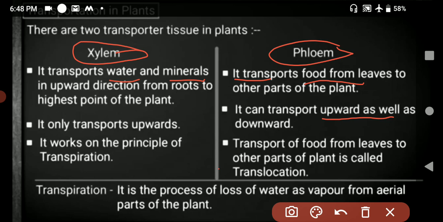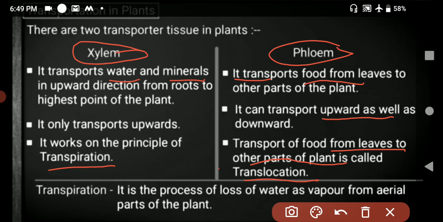Third, xylem works on the principle of transpiration. We are going to discuss transpiration later. Phloem's transport of food from the leaves to other parts of the plant is called translocation. That is, xylem follows transpiration and phloem follows translocation. Translocation means to transport the food from one location of the plant to another.